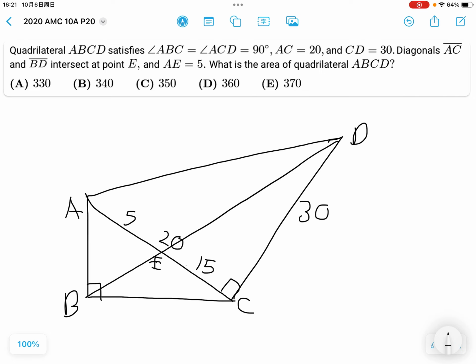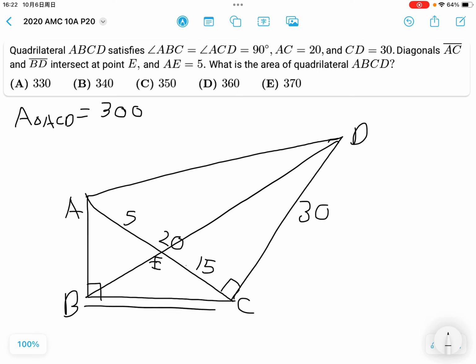So the first thing you notice is that you can actually just figure out the area of triangle ACD. That's base times height over 2, which is just 300, because 20 times 30 over 2 is just 30 times 10, which is 300. Now the hard part is just figuring out triangle ABC. What's the area of that?